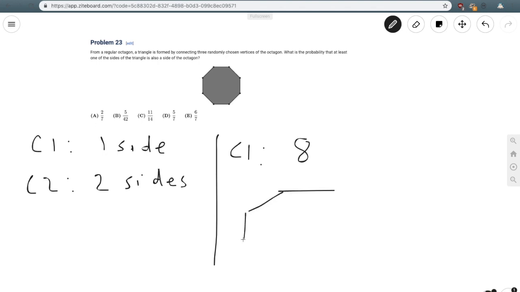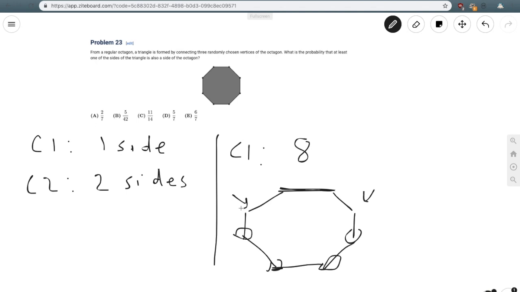Let's say when I draw the octagon, I chose this side here. Then I can only have this vertex or this vertex or this vertex or this vertex as my third vertex, because if I were to choose either of these two vertices, then I would have a triangle that has two of its sides as sides of the octagon. I only want exactly one side, so I can only choose one of these 4 vertices.